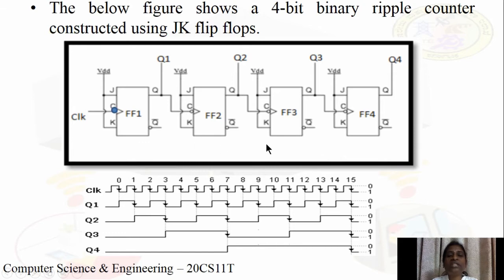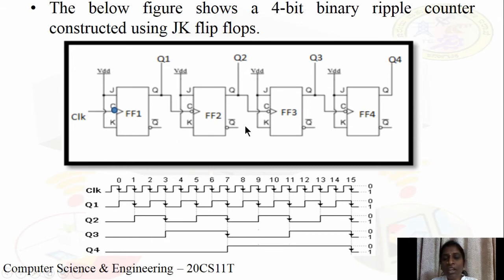Each of these flip-flops will have 2 inputs called J and K because these are JK flip-flops. These inputs have been joined and connected to the voltage called VDD, the voltage supply. And this VDD supply will always be in the high state.